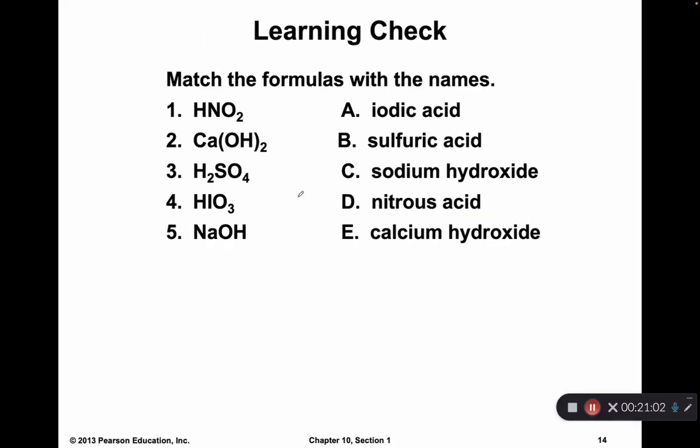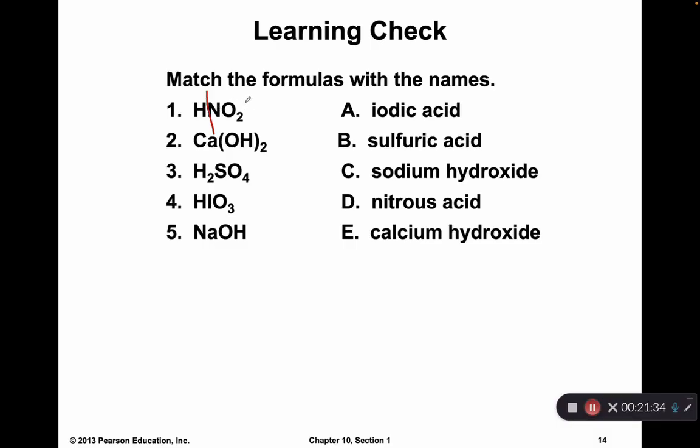Now let's do the learning check over here, to see whether we have understood how to name the acids and bases properly or not. Let's do a quick one here. The first one is HNO2. First of all, whether it is an acid or a base. It has a hydrogen in the formula, no OH, right? So it is an acid. And HNO2 means you can break that into a proton, and you go for NO2 with a minus 1 charge.